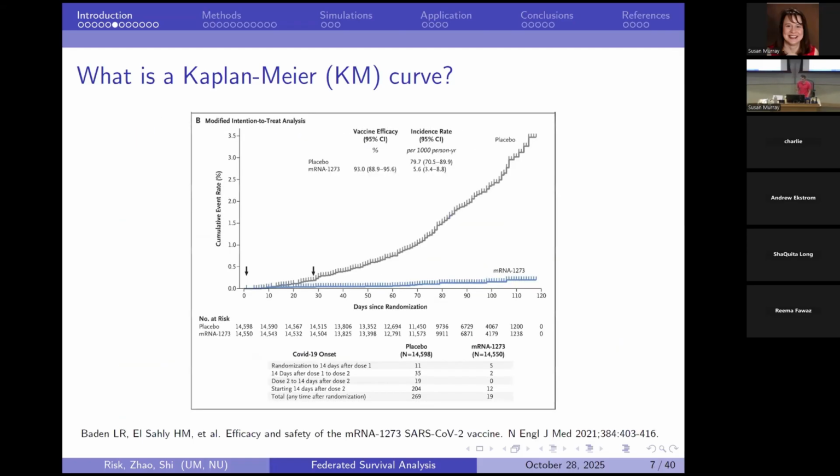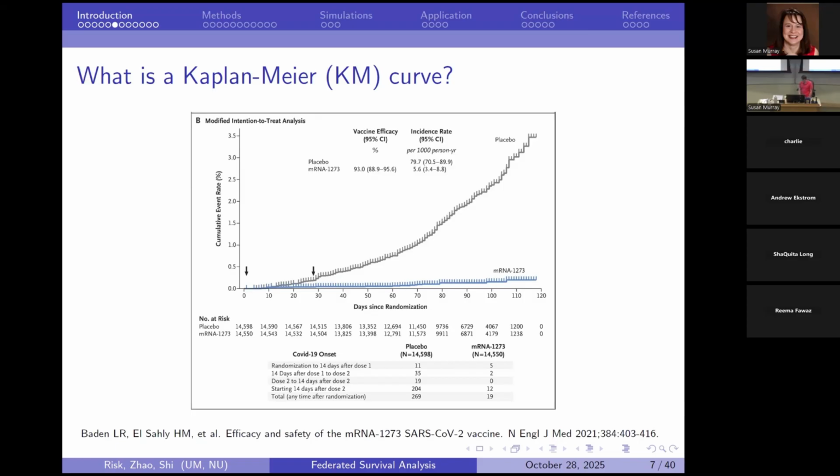This is an example from the Moderna COVID-19 vaccine trial. You can see that we have these distinctive jumps each time an individual experienced an event. And you can see that obviously they were able to determine from this that the vaccine was pretty effective because you have this massive increase in probability of having an event in the placebo arm that you don't see in the treatment arm.